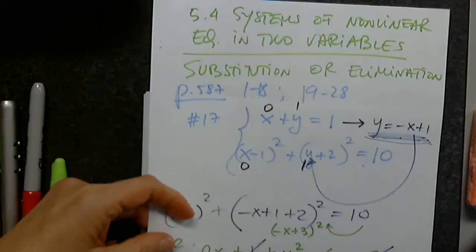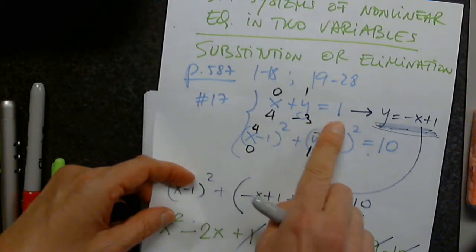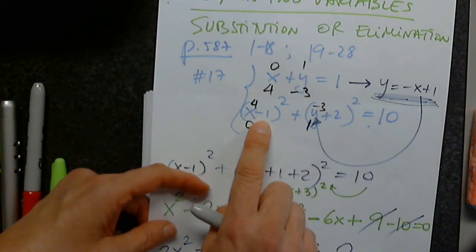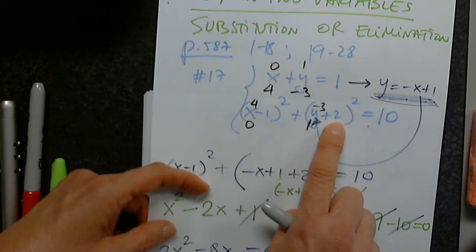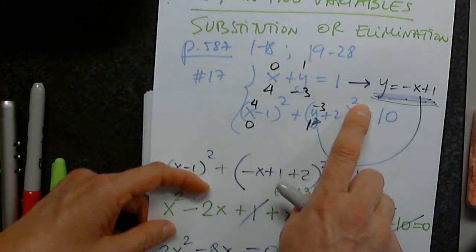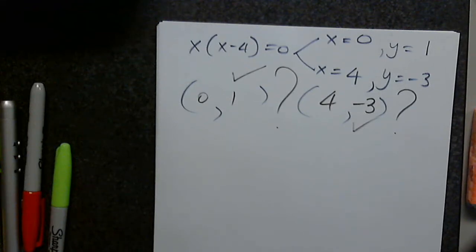Now I check 4, negative 3. 4 minus 3, 1. 4 minus 1, 3 squared, 9. Negative 3 plus 2, negative 1, negative 1 squared, 9 plus 1. 10. Good. So this is a yes as well. As expected, before we even solved the system, you said a line can cross a circle in 2 points maximum, or not at all, or maybe just tangent. But this is what we expected. Maximum 2 points. Very good.